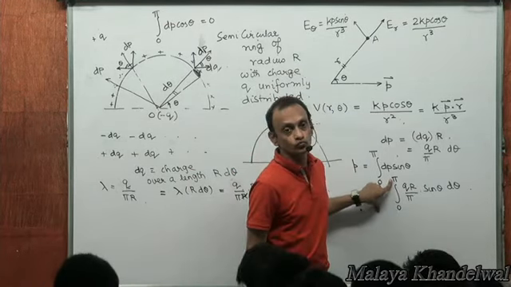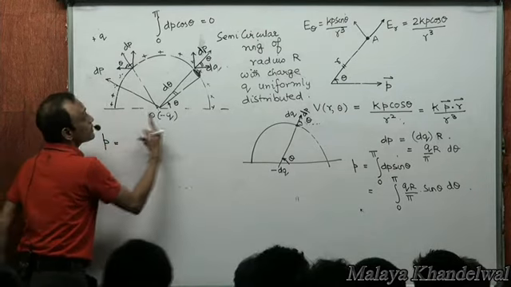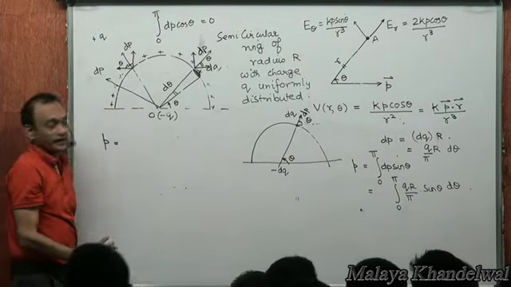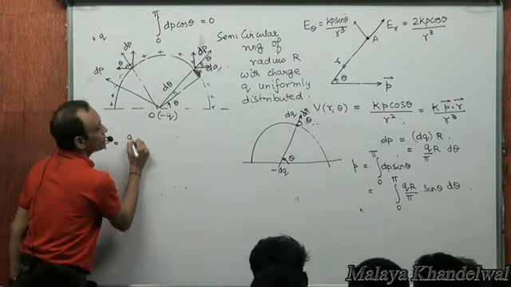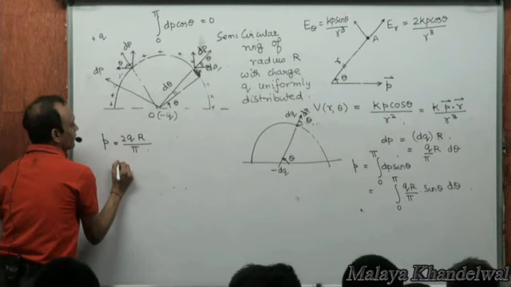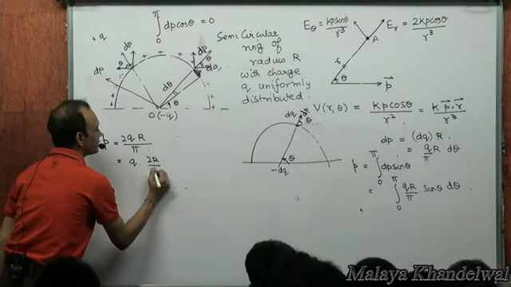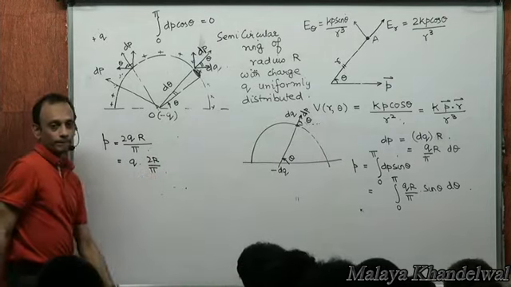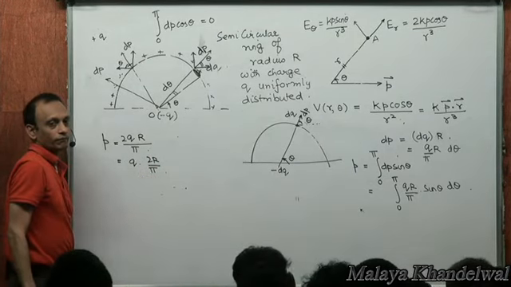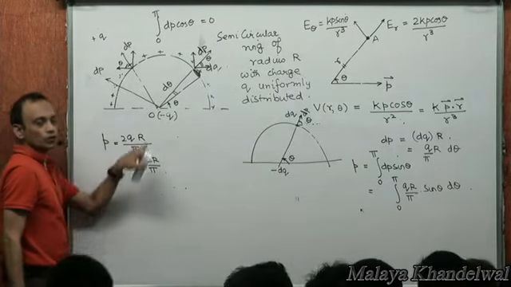So the net dipole moment of this arrangement, purely in the vertical direction, turns out to be 2qr by pi, which is like q into 2r by pi.